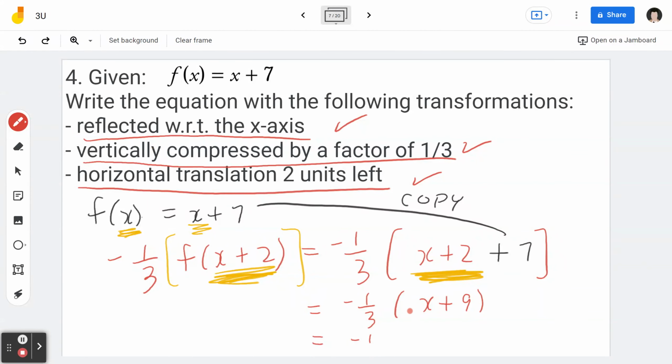Let's try this again better for you, because I don't want you to miss the key concept here. Okay. So when you expand this, it'll be negative 1 over 3 times x. Negative 1 over 3 times 9 is going to be negative 3. And that is the new equation after you have those transformations. I'm not double checking this one, but I'm inviting you, if you want to, to draw a graph of f of x, draw the new graph with the transformations, and you will see how this all makes sense.